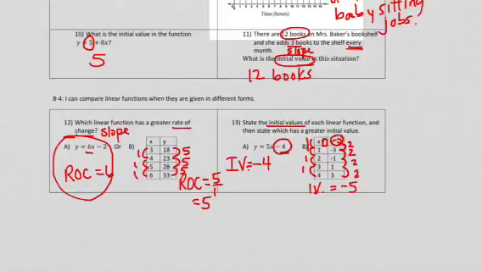And which one is greater? Greater being bigger, -4 is bigger than -5. So the answer is A.